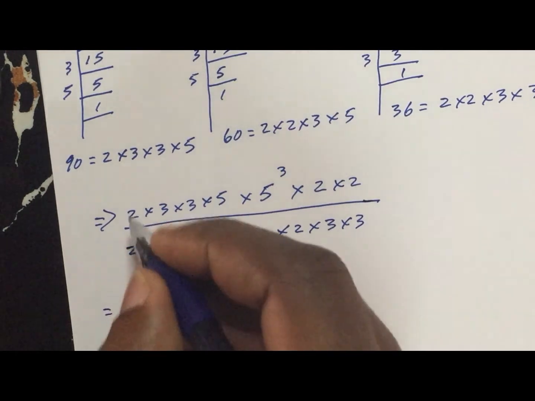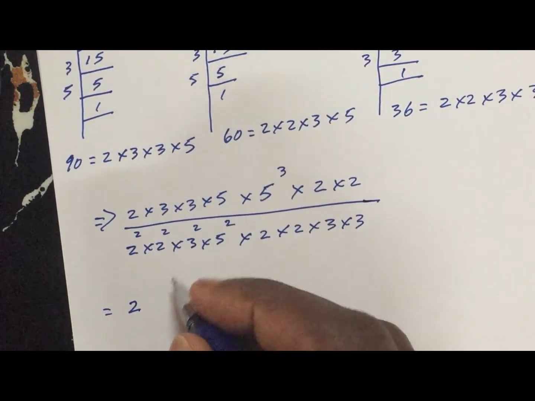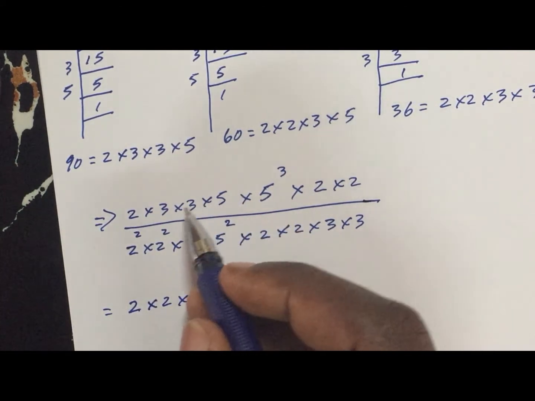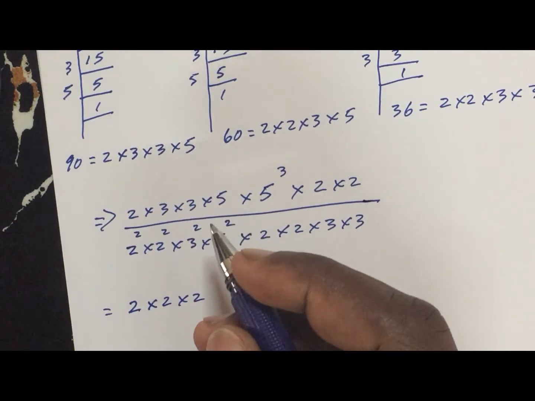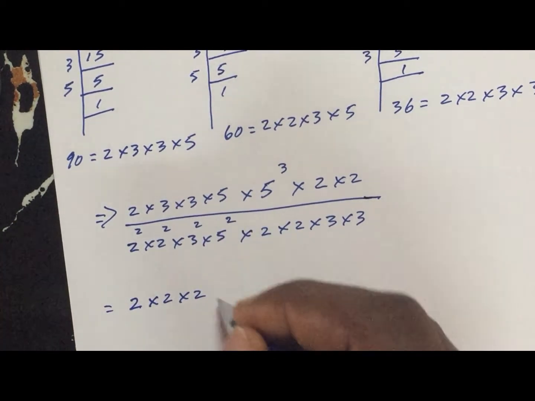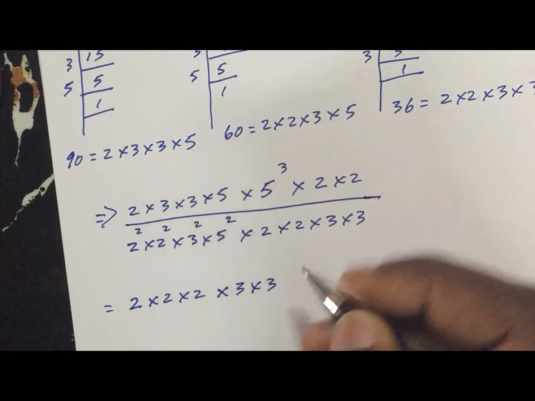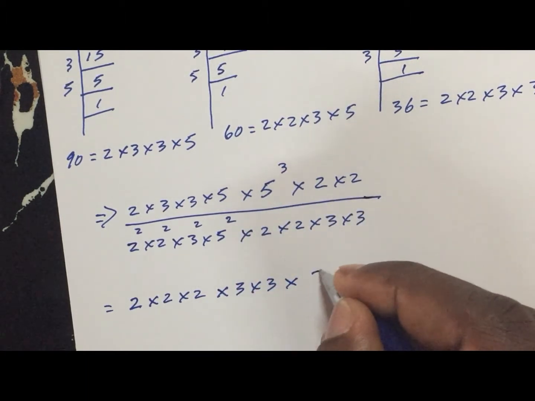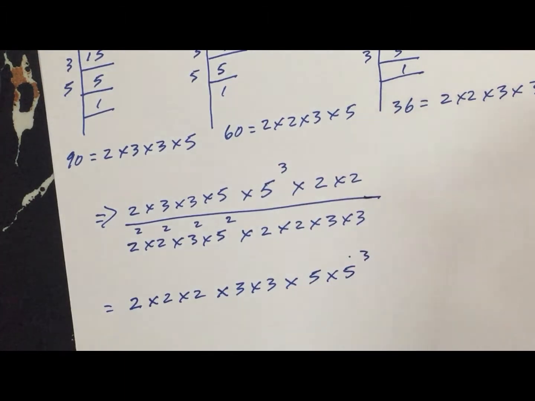So let's go. 2. We have 1, 2, 3 2's. So times 2 times 2. 3's, we have 1, 2. We have 2 3's. So let's multiply 3 times 3. Now 5. You have 2 5's. 5 times 5 cubed.